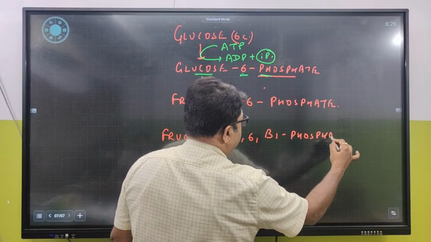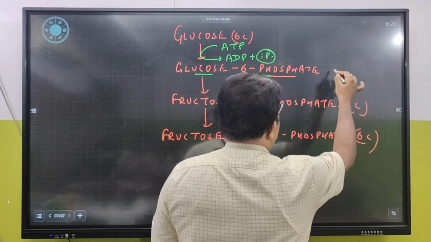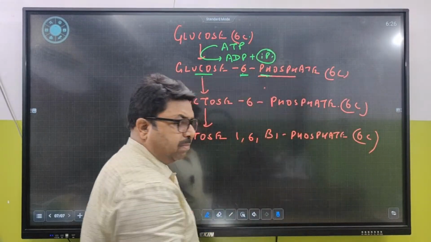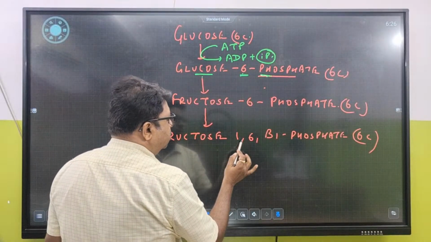So what has been produced? Fructose 1,6 biphosphate, which is a 6 carbon compound again. So this is also a 6 carbon compound. Glucose was a 6 carbon compound too. Is this part clear? Any difficulty? So what was formed? Fructose 1,6.